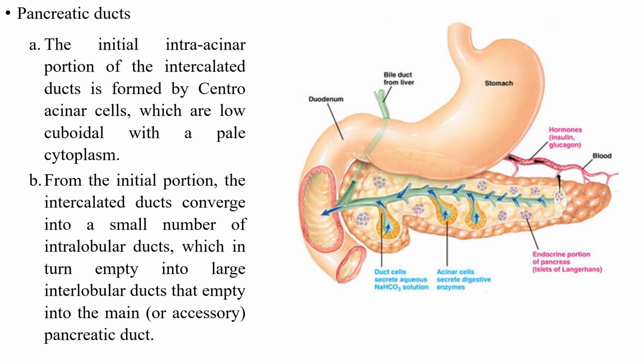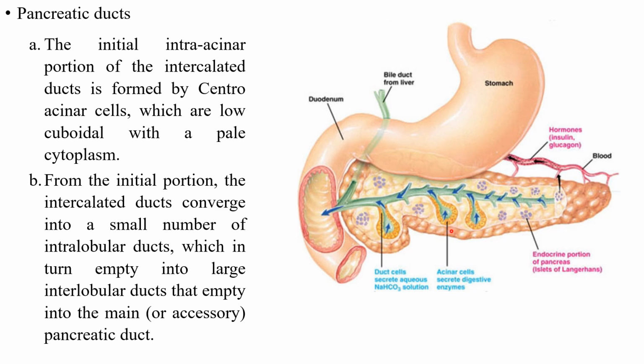The duct system of pancreas. The initial intra-acinar portion of the intercalated ducts is formed by centroacinar cells, which are low cuboidal with a pale cytoplasm. From the initial portion, the intercalated ducts converge into a small number of intralobular ducts, which in turn empty into large interlobular ducts that empty their secretion into the main pancreatic duct.